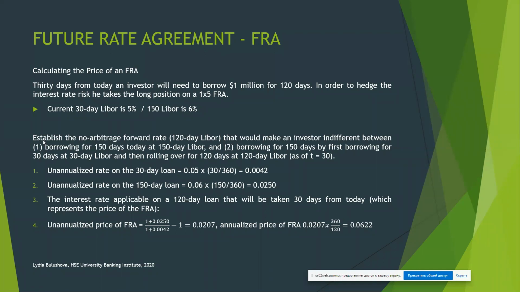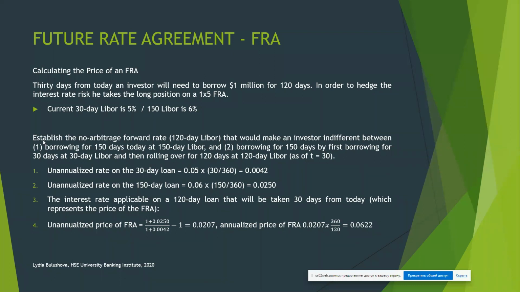30 days from today, an investor will need to borrow $1 million US for 120 days. In order to hedge the interest rate risk, he takes a long position on a 1/5 FRA contract. Okay.